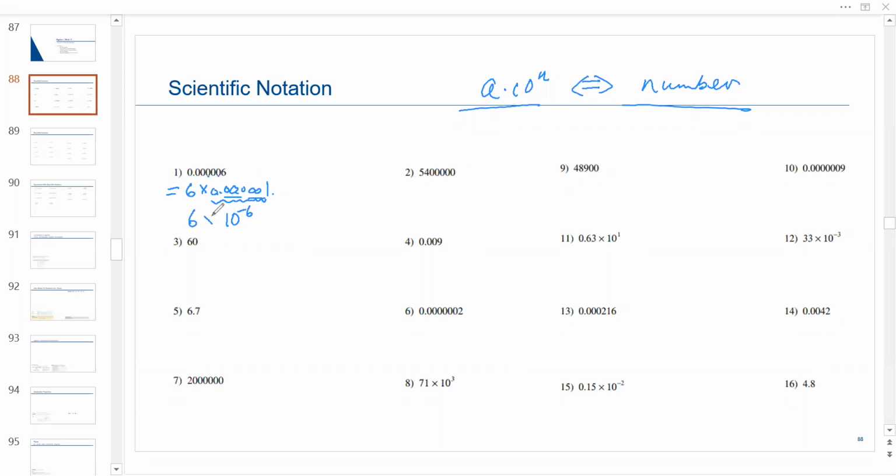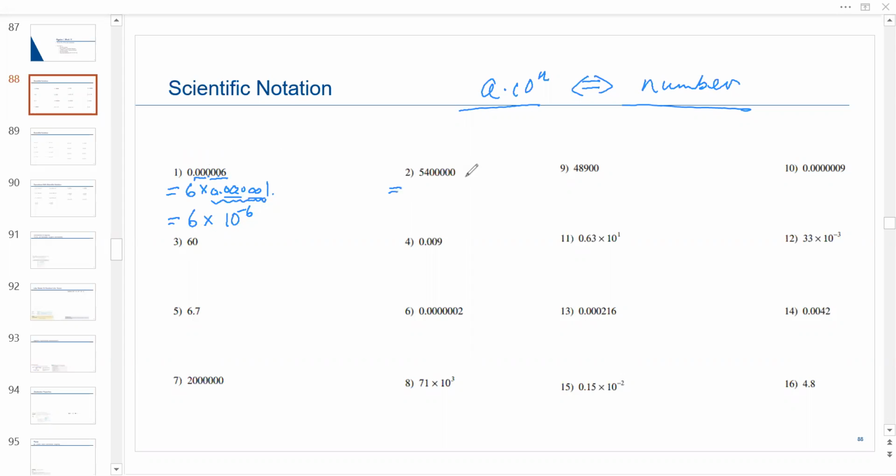So it became 6 times, right? Did you guys know how to do this one? Because this decimal from here to move to here, you move 6 digits, so it became -6. You move to the right. So you can begin 6 times here, right?